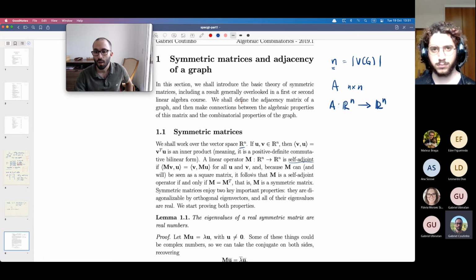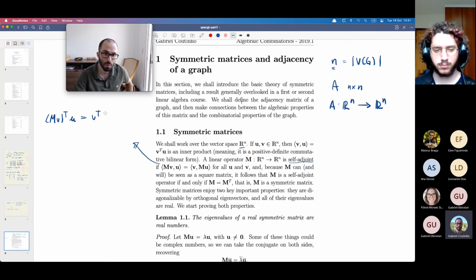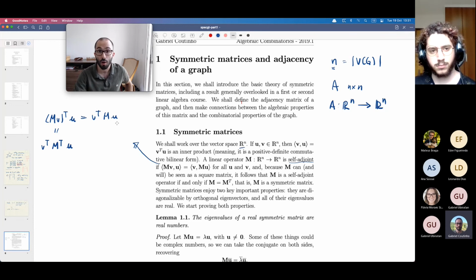If you look at this equation, it is telling you that (Mv) transpose u is equal to v transpose Mu, and this thing here is v transpose M transpose u. So this is telling you that for all vectors u and v, this thing is equal to this thing.